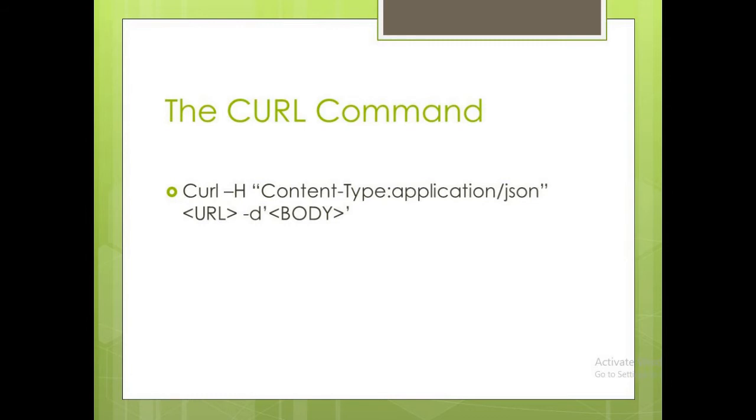The structure of the curl command looks like this. Basically, it's curl -H, which means header, and for Elasticsearch the header will always be Content-Type: application/json. JSON means that whatever is in the body is going to be interpreted as JSON format. Next to that we specify the URL and -d, and within double quotes we give the body. Next, we will see some basic examples of curl operations by keeping these concepts in mind.